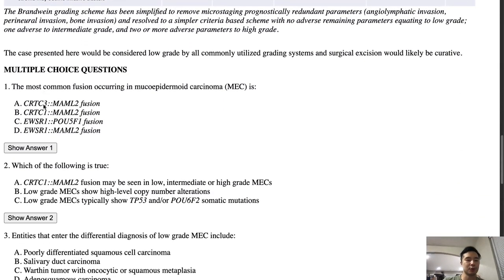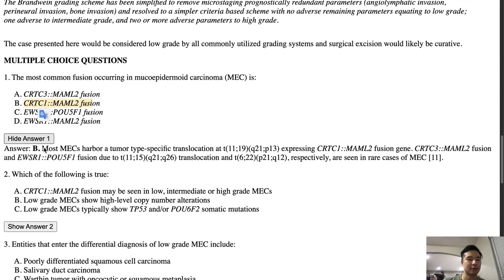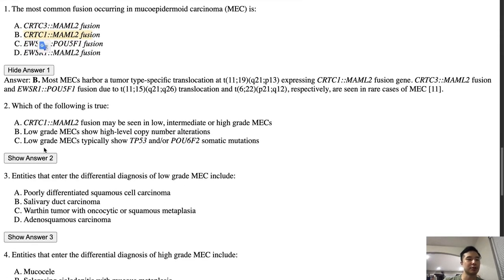Okay, let's do multiple choice questions. All right, the most common fusion occurring in mucoep is CRTC1-MAML2. Which of the following is true? CRTC1-MAML2 fusion may be seen in low, intermediate, or high grade. I believe that's true. Low-grade MECs show high-level copy number alterations. Low-grade MECs typically show TP53. No, you would see that in high grade. So I think it's A.